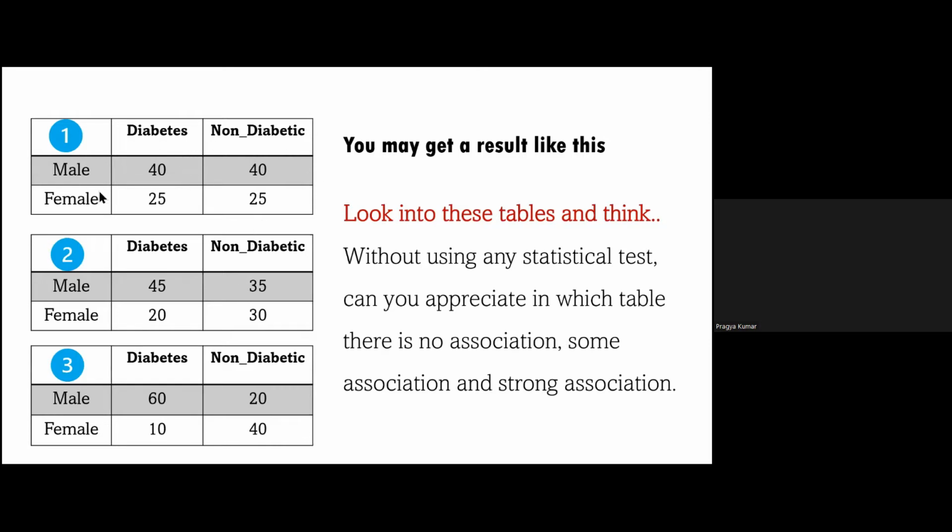You can see there are 3 case scenarios. And now tell me, even if you don't apply any statistical test, can you say in which case there will be association, there is a slight possibility, or there is no possibility at all?